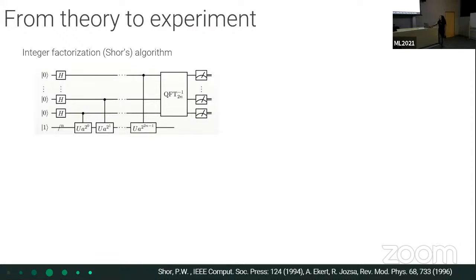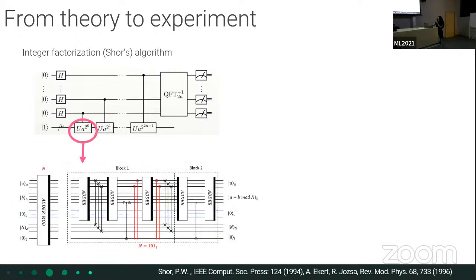And to close this part, I just want to show how different life is when you run experiments on real quantum computers. This is an example of integer factorization, the Shor algorithm, super famous, very small and cute, and everything is very nice, the quantum Fourier transform at the end, and that's it. Well, let's take a look at the particular parts.